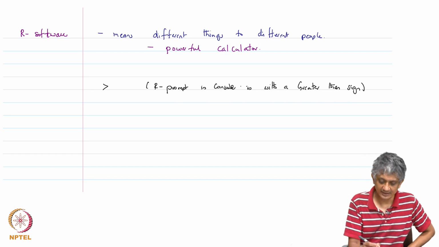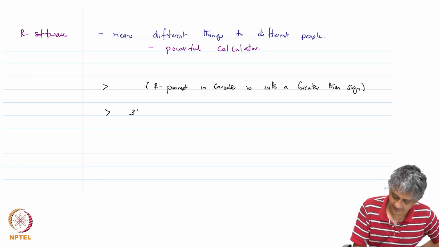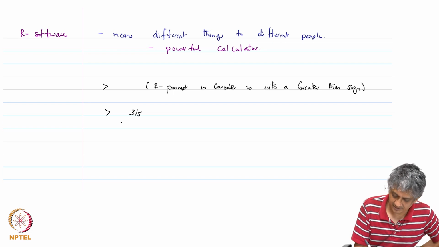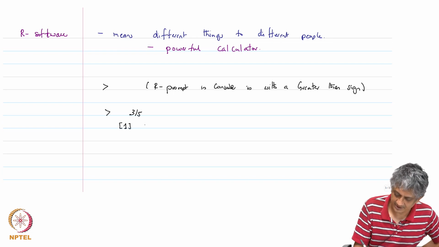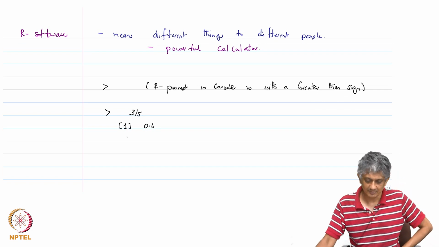So that's the first thing. Then what I did was I did 3 by 5, and then R prompted out with something like this, [1] and then 0.6. That's what R gave, right? So we'll try and come to what this [1] and 0.6 mean in a second. That's 3 by 5.